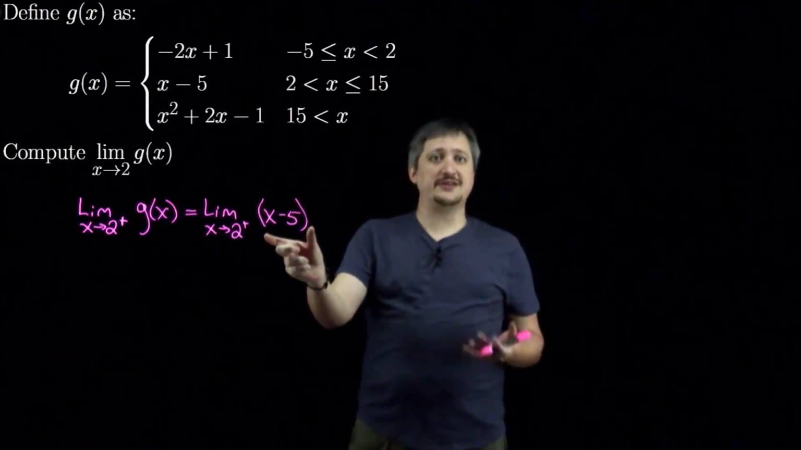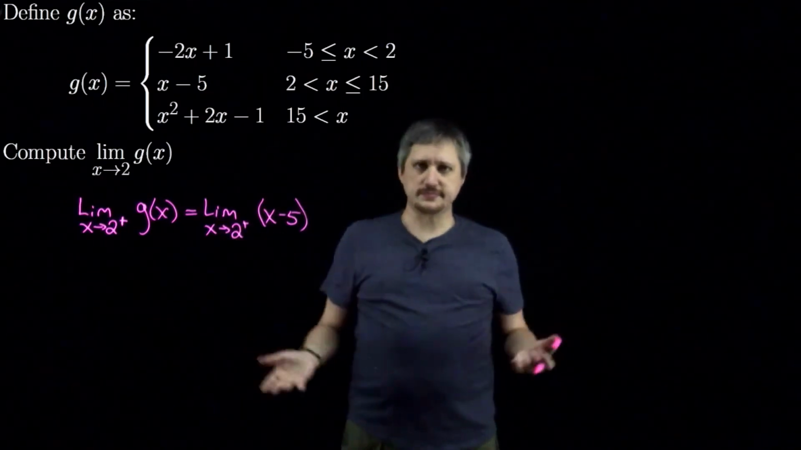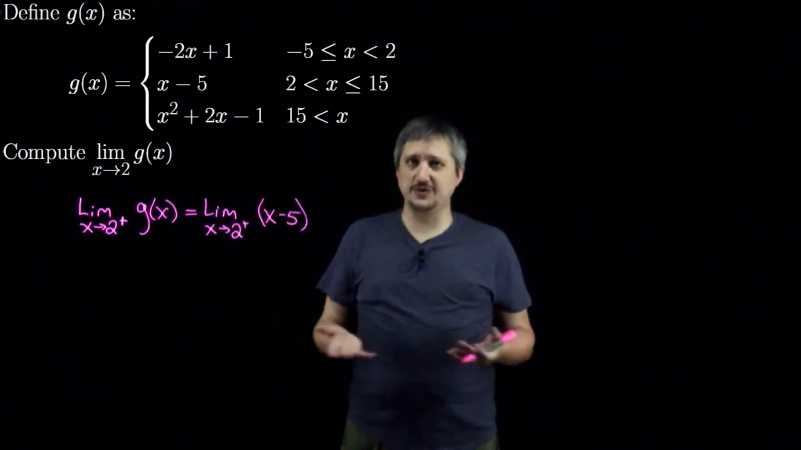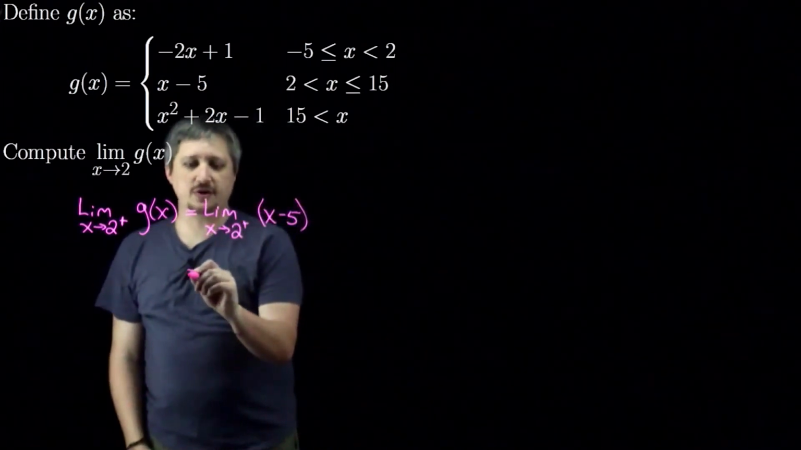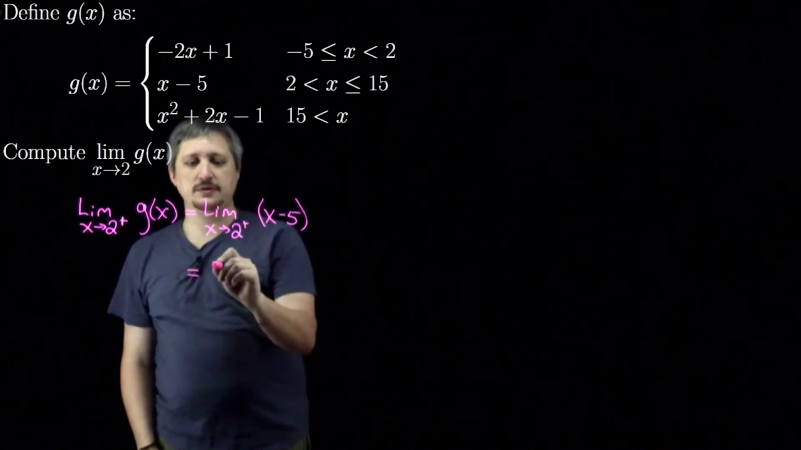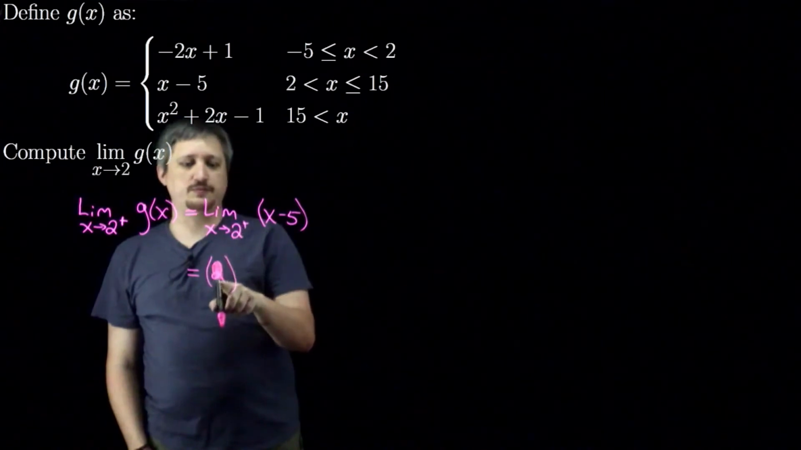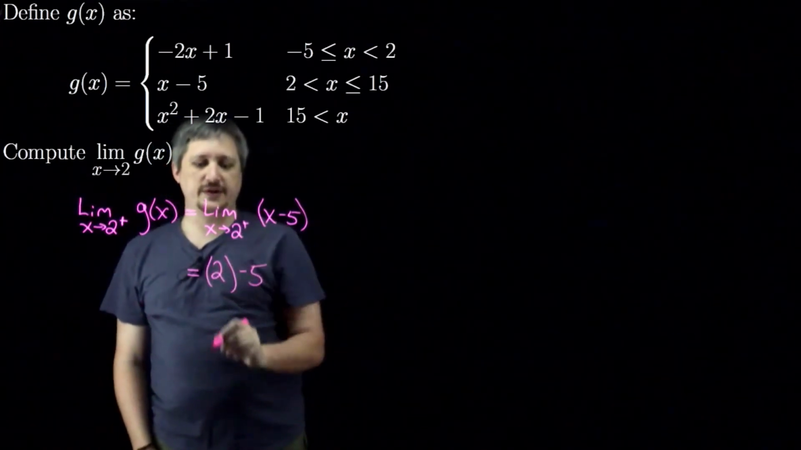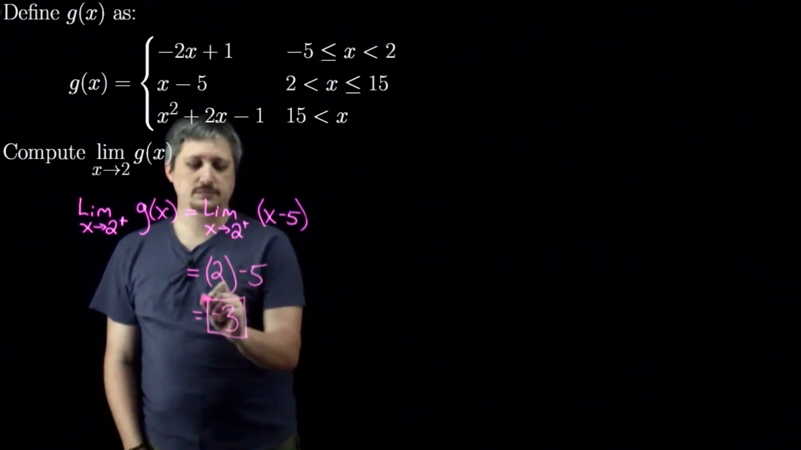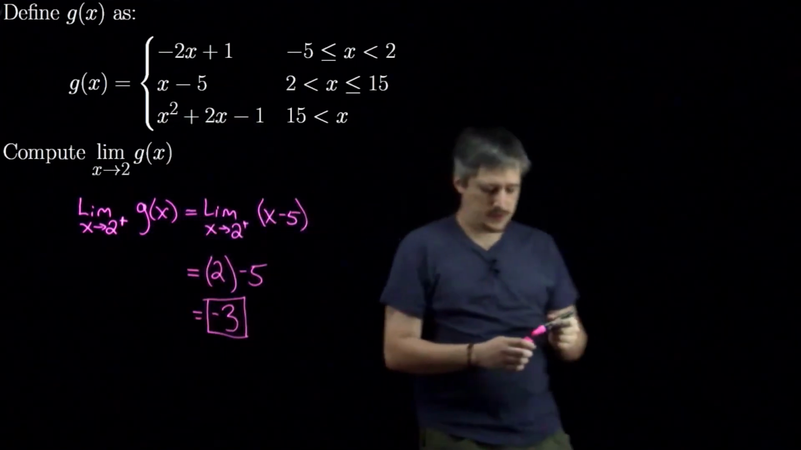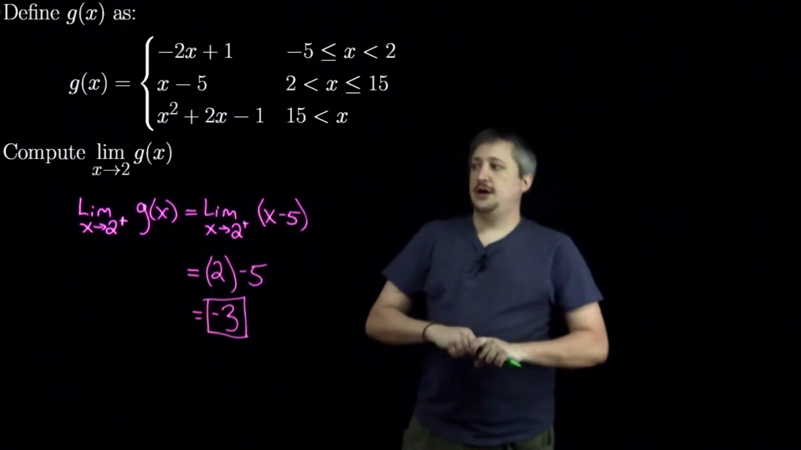But x minus 5 is a line. It's a polynomial, so it's continuous everywhere, which means the limit as x approaches 2 from the right, it's a continuous function, I can just plug in that value. So this is equal to plugging in 2, remember this is 2 from the right as opposed to positive 2. So 2 minus 5, and that's just negative 3. So that was doing 2 from the right.